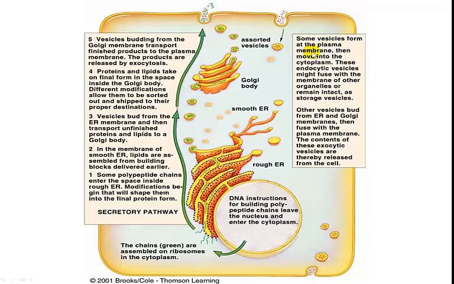So some vesicles form at the plasma membrane and then move into the cytoplasm. These endocytotic or endocytic vesicles might fuse with the membrane of other organelles or remain intact as storage vesicles. So you're putting membrane in, you're taking membrane out, and then this membrane can be delivered to various targets. It's quite a complex system, the recycling of the membrane. Some of them may go to lysosomes, as you know. It all depends on what is to be done with the contents.